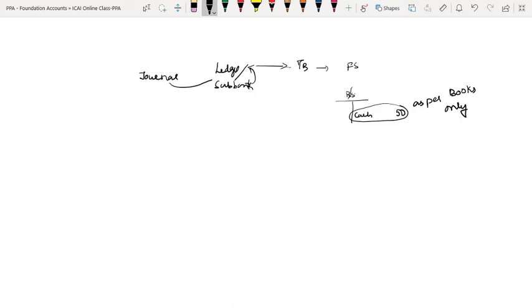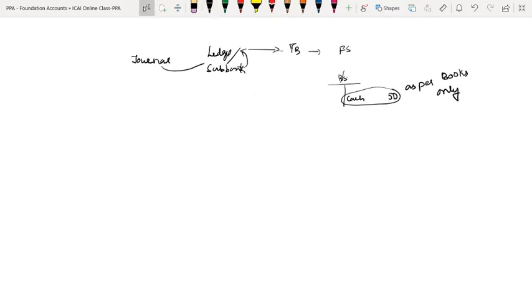Finally, we will verify whether the cash balance as per books is correct or not. When the audit comes, we have to give evidence for each transaction. Here I am talking about the bank balance, 50 as per cash book. For evidence, I have to give the bank statement. But in the bank passbook, for example, 70 is there.